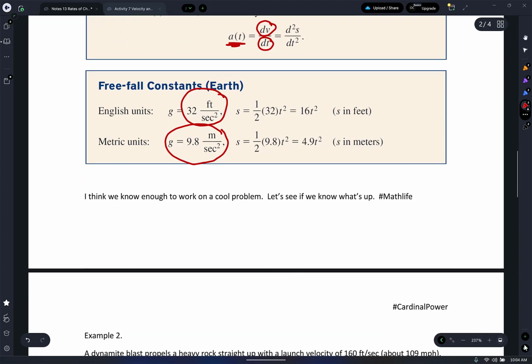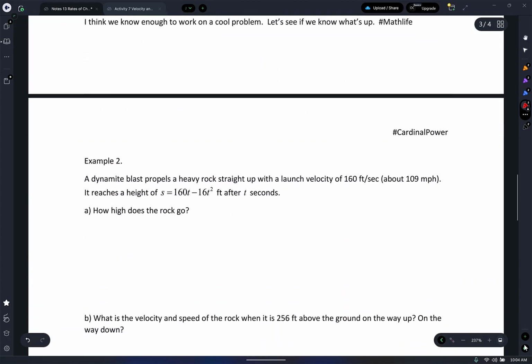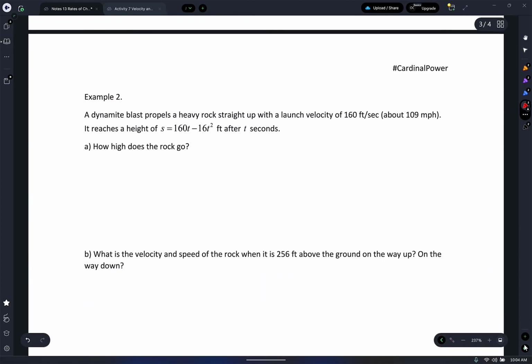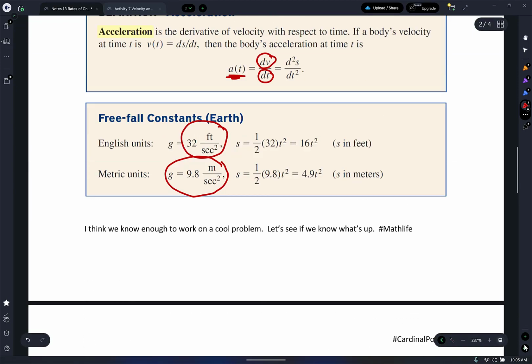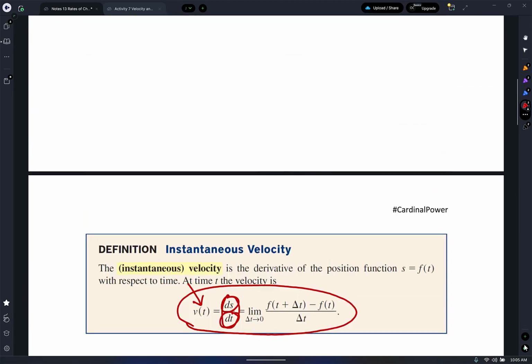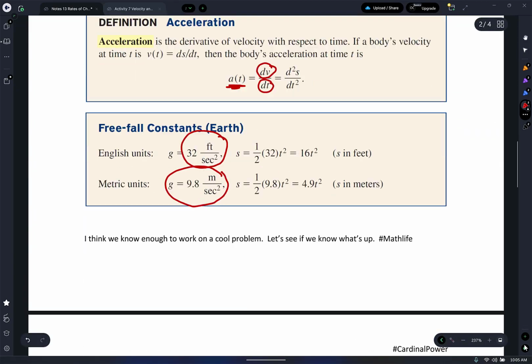All right. I think we're ready for some problems. Let's see if we can do it. We never did example 1. Oh, that was example 1? Yeah, it was.